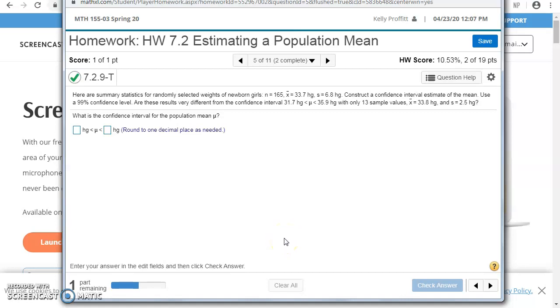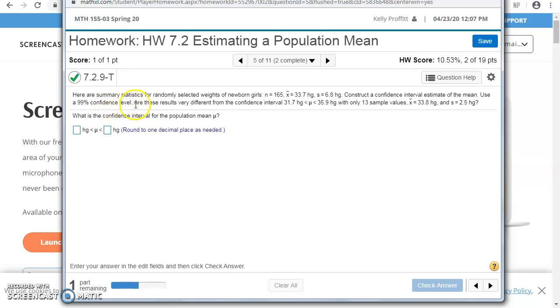Here are the summary statistics for randomly selected weights of newborn girls. The sample size was 165 newborn girls. X bar, or the sample mean weight, was 33.7 hectograms. The sample standard deviation S is 6.8 hectograms. Construct a confidence interval estimate of the mean. Use a 99% confidence level.